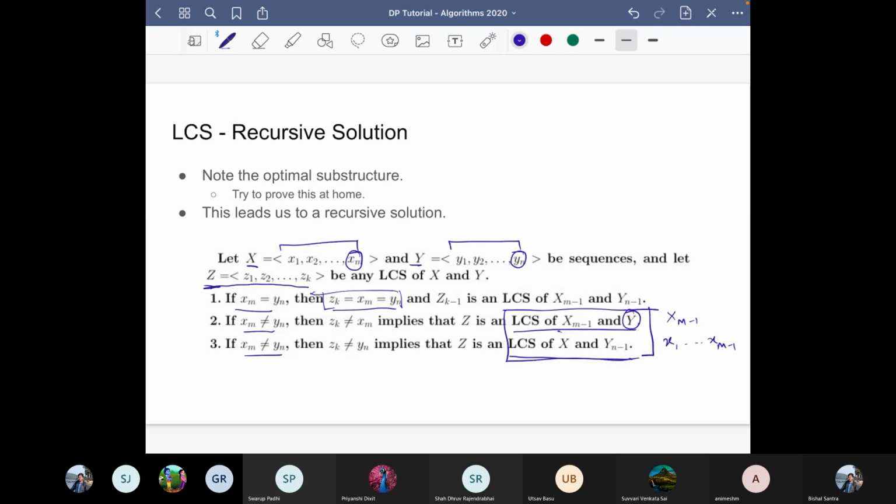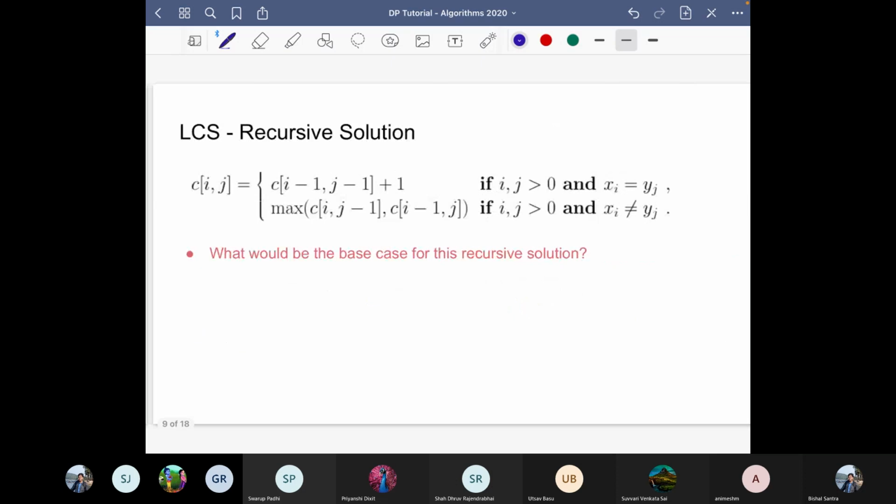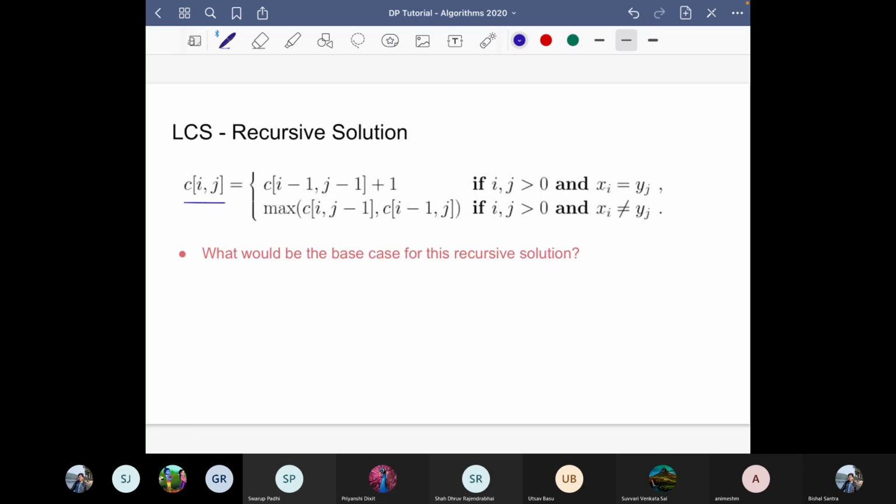Okay, based on this, we can formulate the recursive solution, which looks like this. So Cij is telling you the length of the LCS for your input sequences A and B, or let's say X and Y, which are of length M and N.